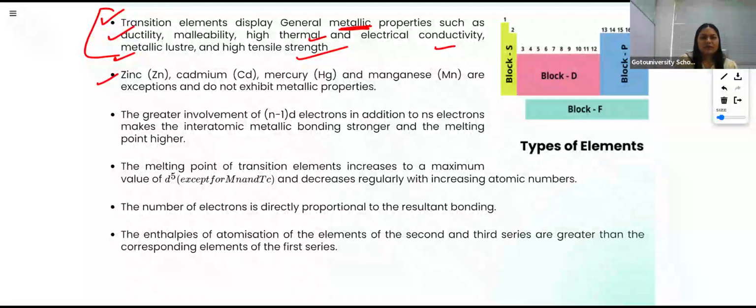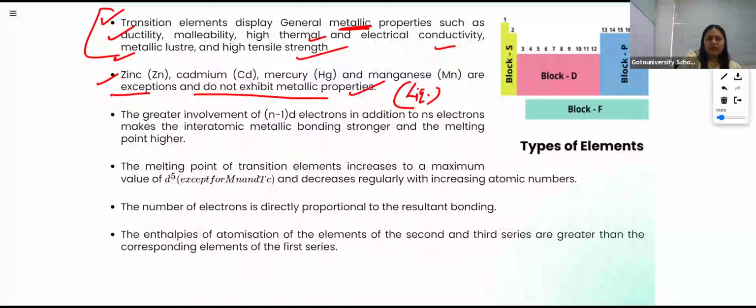So zinc, cadmium, mercury, and manganese, they are exceptions. Why? They exist in liquid form. Okay, so that is why they do not exhibit metallic properties. All right. So the greater the involvement of n-1 d orbitals, in addition to ns electrons, it makes the interatomic metallic bonding stronger and the melting point high.